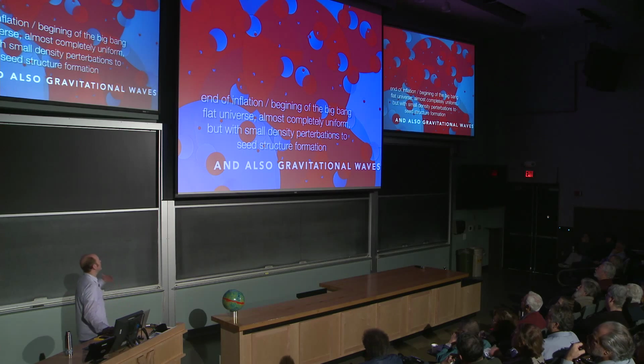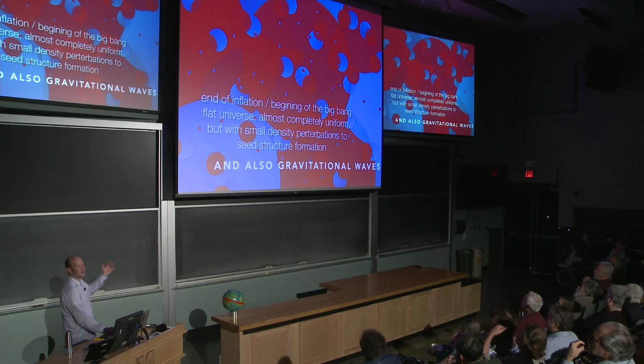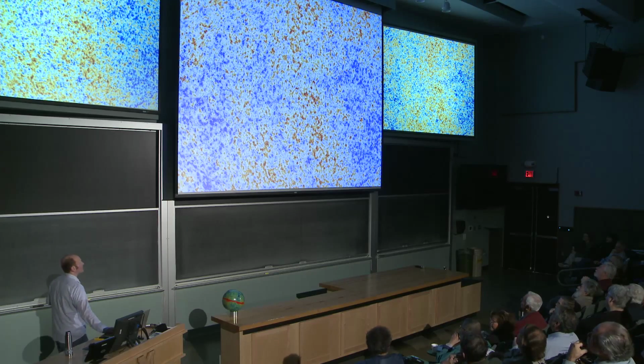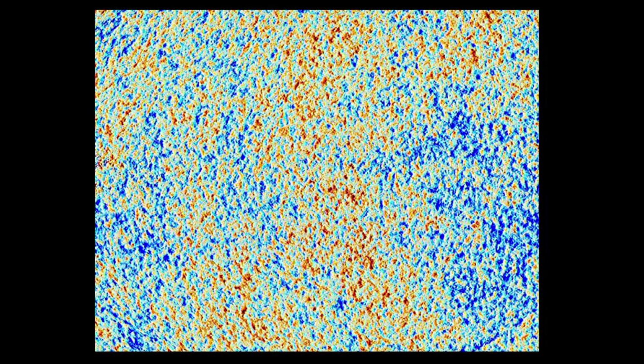And so you can take predictions from an inflationary theory that predict these quantum fluctuations and the sort of density perturbations and gravitational waves and run things forward to get a simulation of the cosmic microwave background. And then if you compare that to your observations, then you can learn whether or not your theory makes any sense at all.